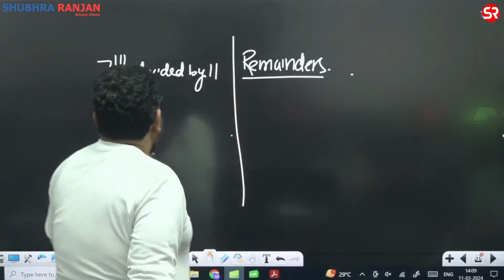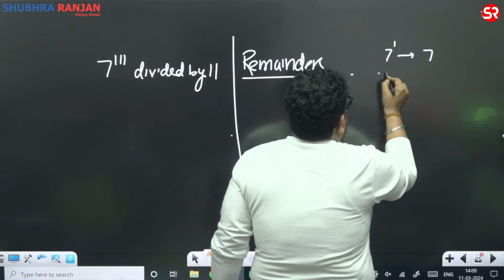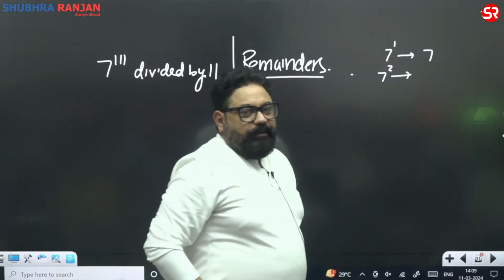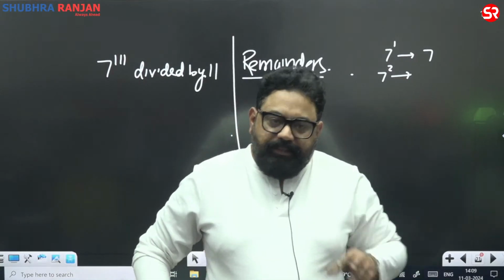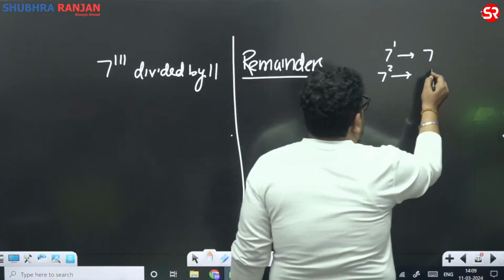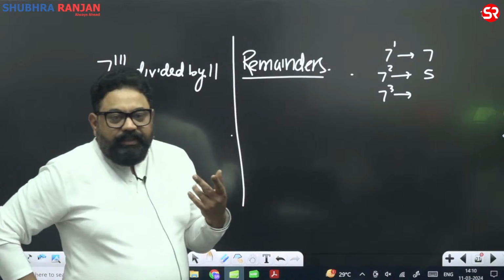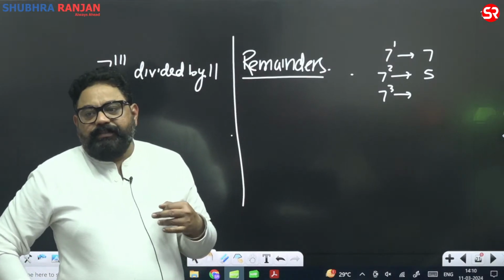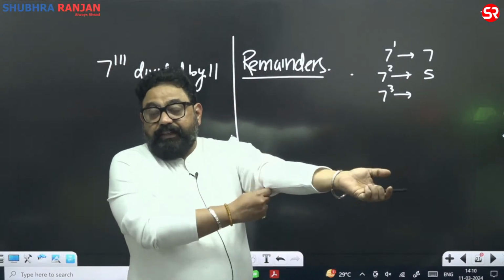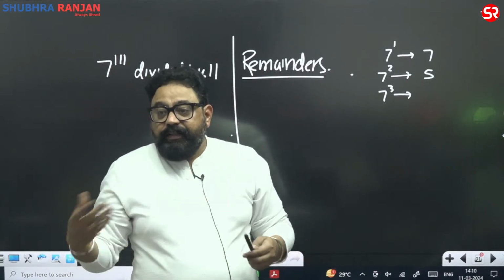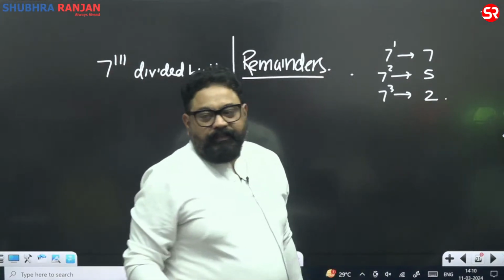So see, let's make 1. 7 to the power 1 leaves remainder 7, and 7 to the power 2 is 49. 49 divided by 11 would leave remainder 5, isn't it? Remainder 5. 7 to the power 3. Now this is important. 7 to the power 3 is 7 to the power 1 into 7 to the power 2. Multiply these two. 7 into 5 is 35. 35 divided by 11 would give you remainder 2.